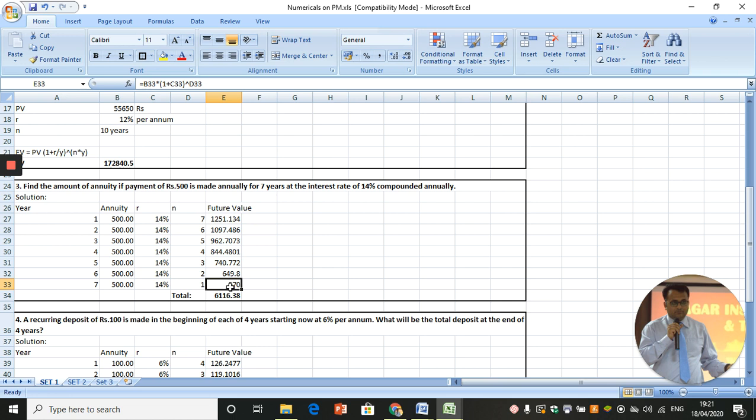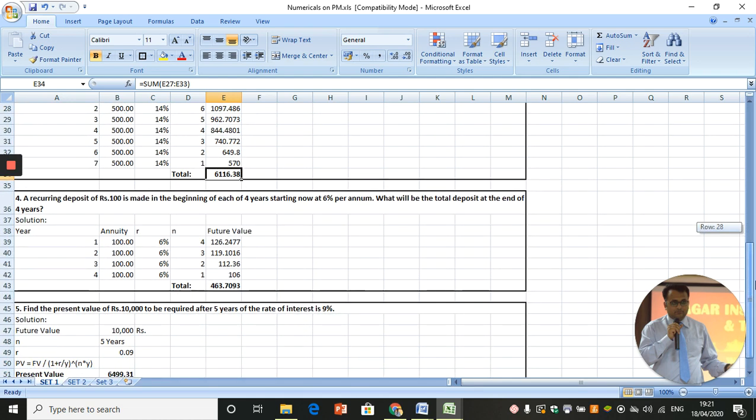And then we come to the total, and this will be the amount he or she will get after 7 years if you deposit 500 rupees at 14% rate of interest. So this is the third question. Let's go for the fourth question.